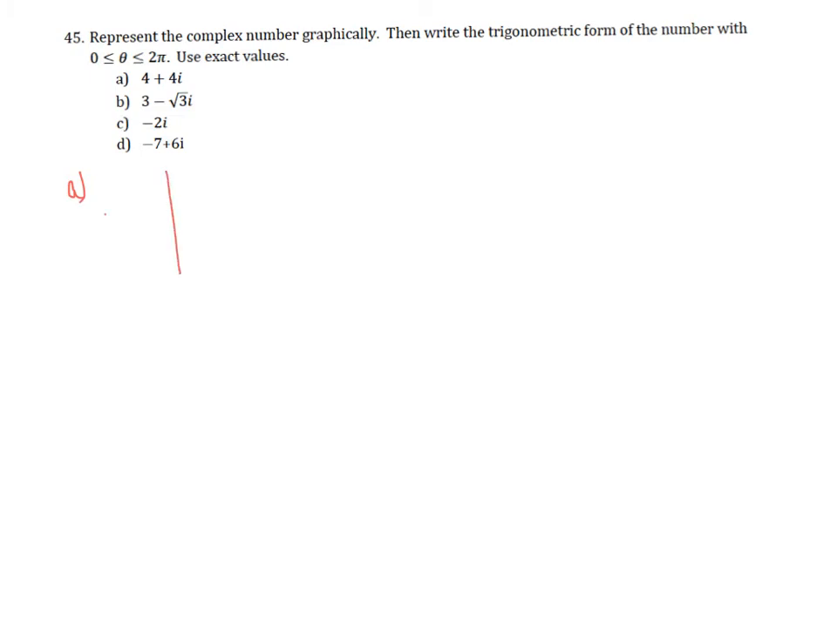So remember, our x-axis is our real axis, our y-axis is our imaginary axis. So 4 plus 4i is in component form 4, 4. So we're going to go 4 to the right and 4 up. And then our vector would be represented by that yellow line.